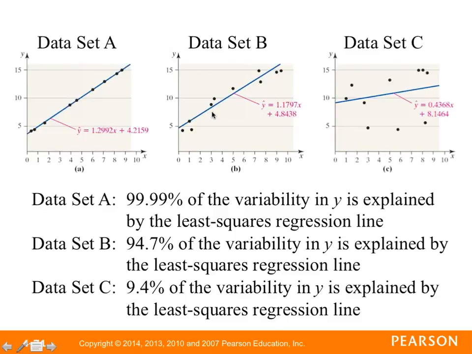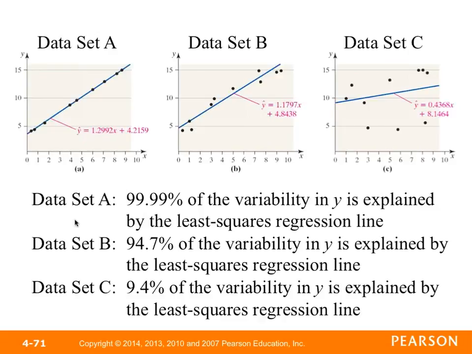Now for data set B, we have something that looks pretty similar, except you'll notice our dots are not in quite as straight a line as in data set A. We did come up with what looks like a pretty good least squares regression line: Y hat equals 1.1797x plus 4.8438. And then data set C, we might have some kind of relationship between the two, but it really looks pretty random, and our line does not look great. We have several observations that are really far from our line. So we end up with y hat equals 0.4368 times x plus 8.1464.